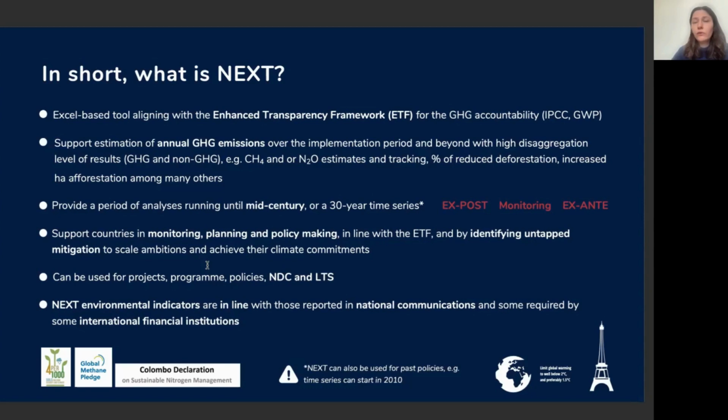The idea of the tool, Ex-Act, is really to be as transparent as possible in the way you get results, for you to understand what's going on, why you have an increase in emissions, why you have a high potential in mitigation. You can really understand a lot of the things your policies are going to have an impact on.